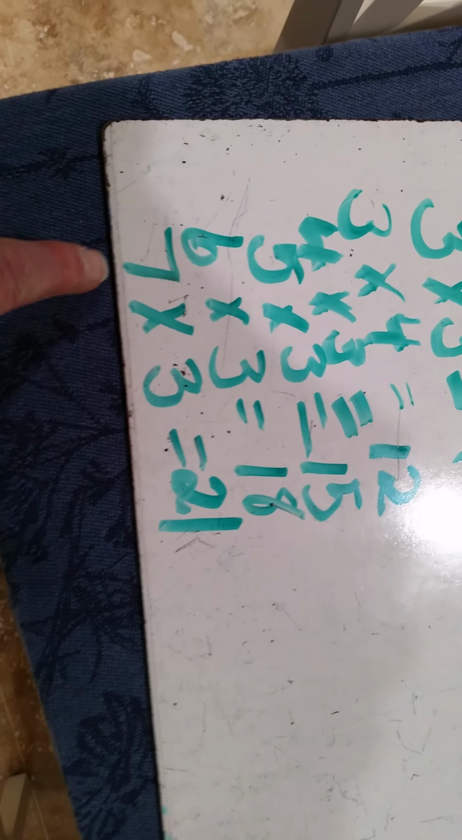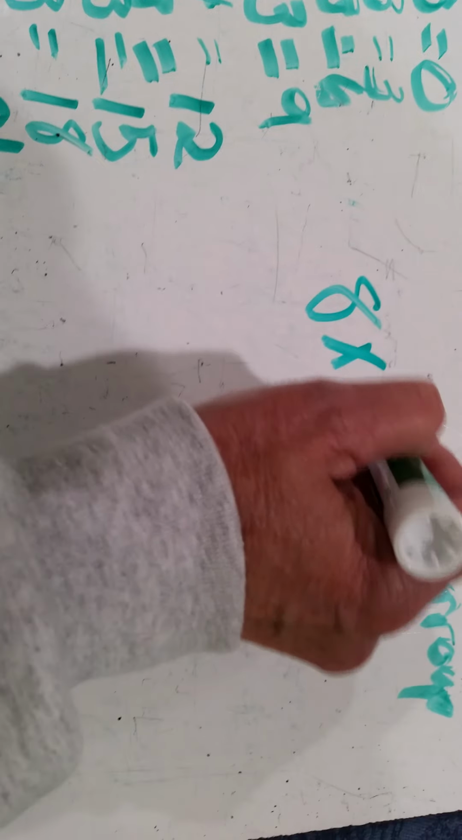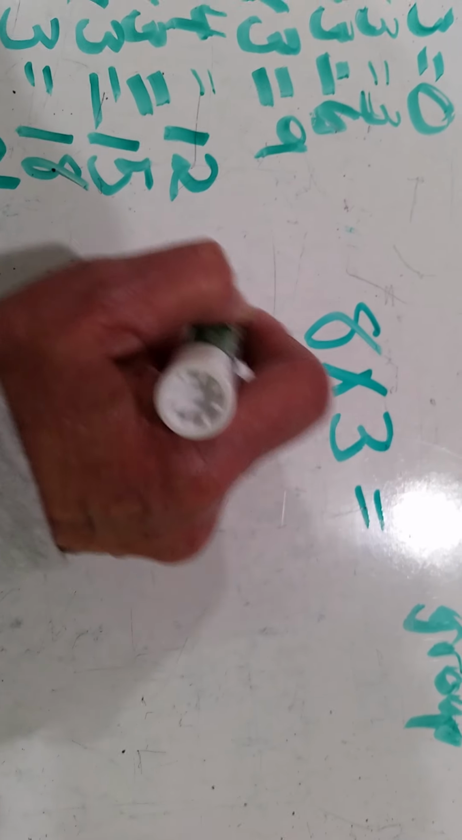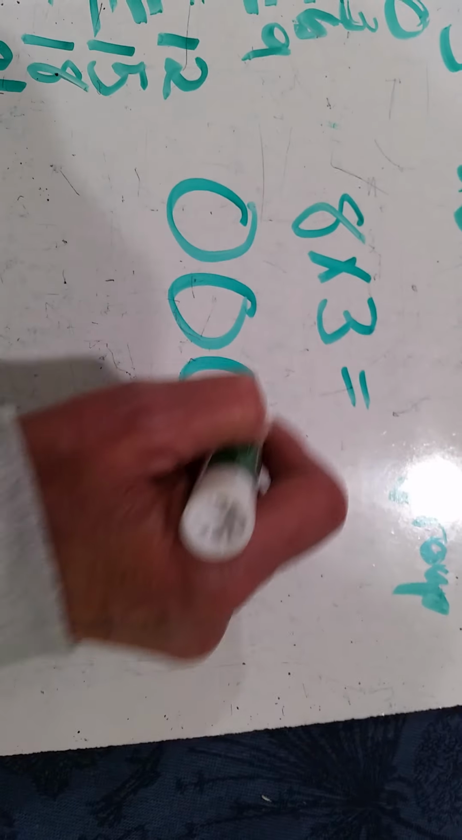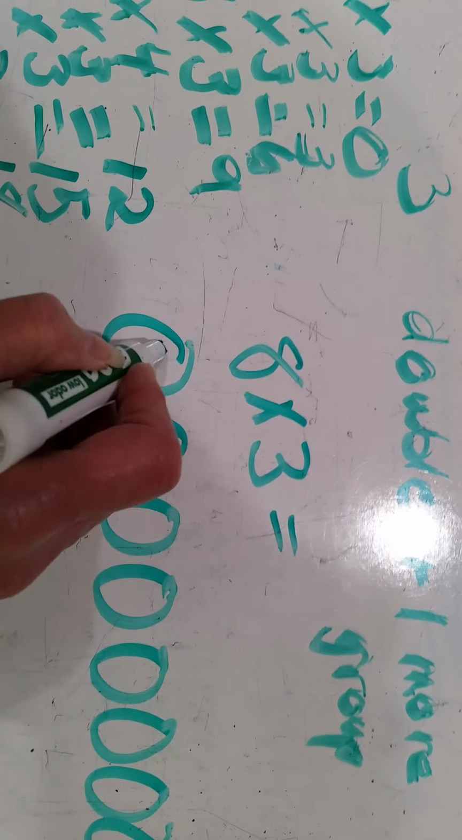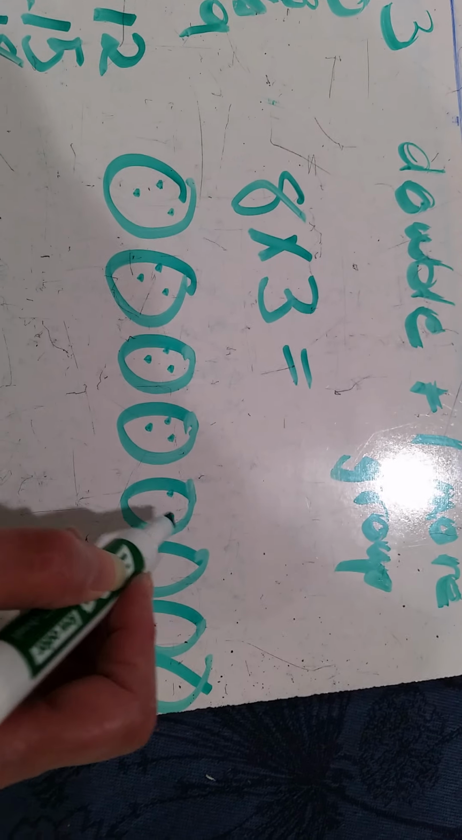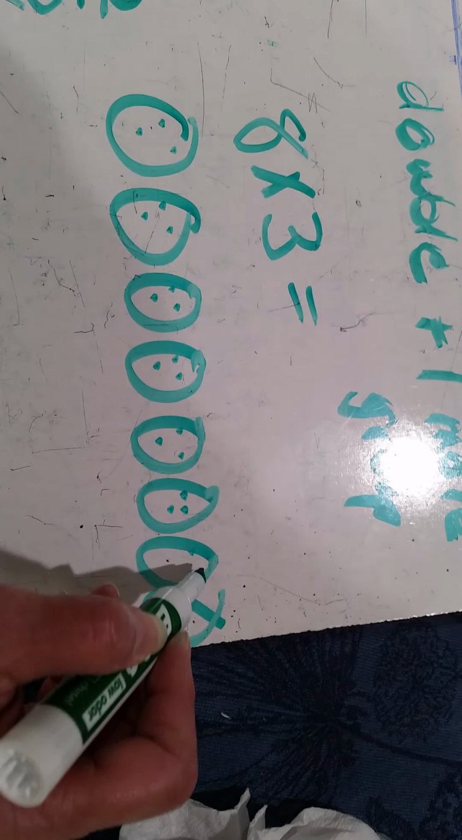Okay, let's erase this so we have more room. Now remember, when you multiply, you can switch the two numbers around. So if it's easier for you to draw 7 groups of 3 and count by 3s, that's fine. Okay, that's what we'll do with 8 times 3. We will make 8 circles. 1, 2, 3, 4, 5, 6, 7, 8. Okay, we'll put 3 in each one.